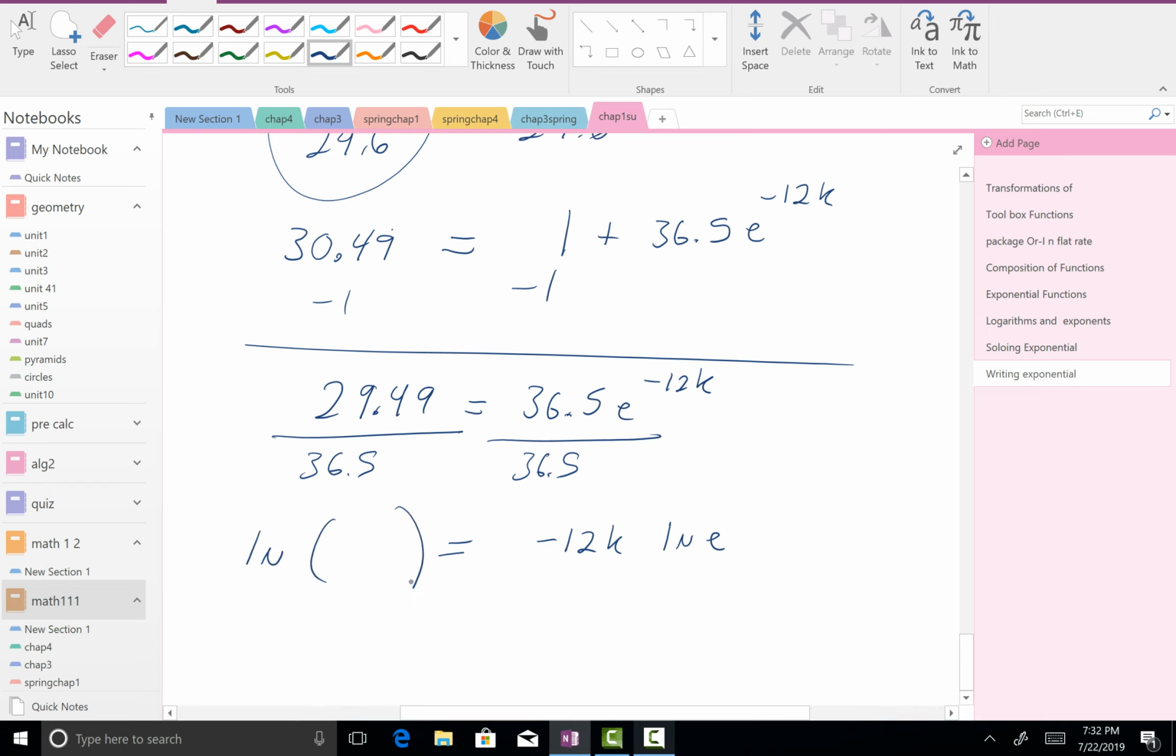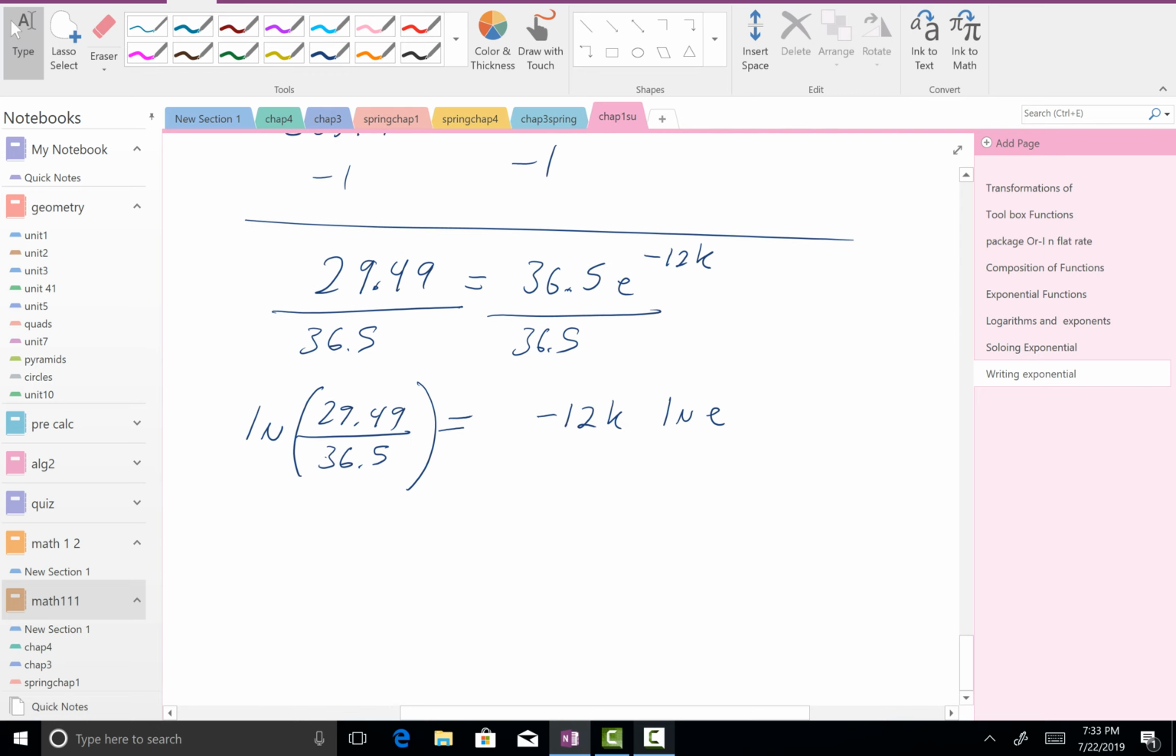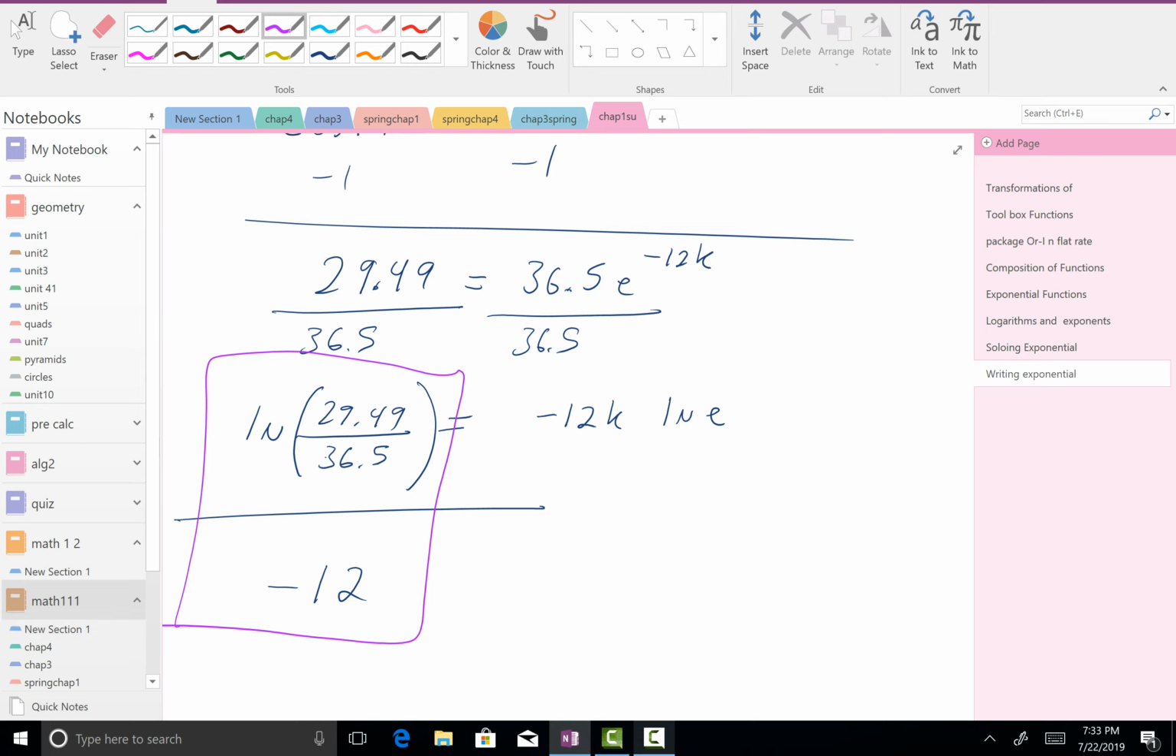Somebody can tell me what they get for K. 0.017, or 0.018. Okay, so there it is. And now you can answer any question that you want, because your population is 750 over 1 plus, let's see, I have to remember what A was, 36.5, e to the negative 0.017 t.